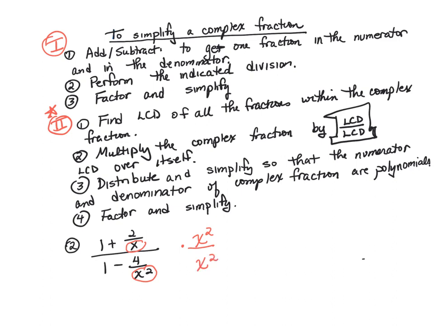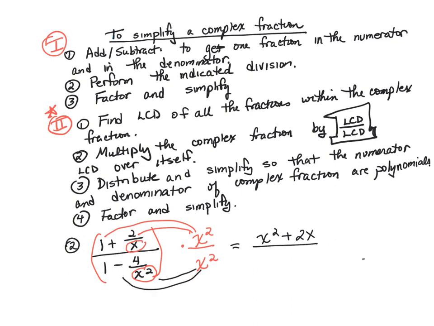Now remember, we have to distribute. So when we distribute, let's see if we could do this all in one step. In the numerator, we get x squared plus, now x goes into x squared x times, so we get a 2x here. And when we distribute in the bottom, we get x squared minus 4.